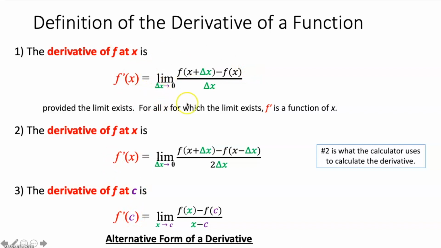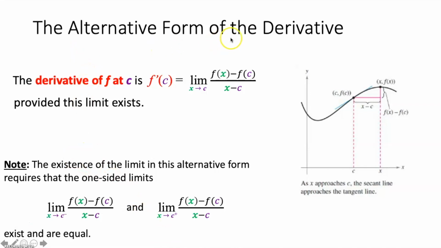Whereas up here, you get a function out. And you could use that function to find the slope at any given x value, the derivative at any given x value. Whereas here, it's just giving you one number, and that number is the slope of your graph at that x value. So now let's talk about the alternative form of the derivative a little more.